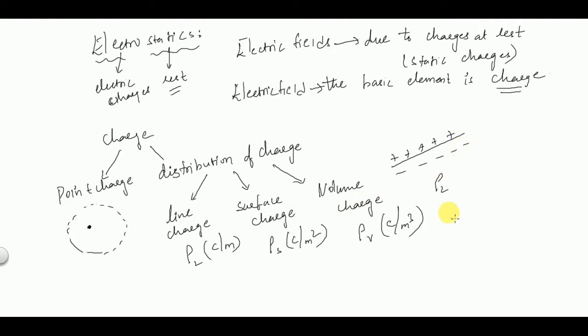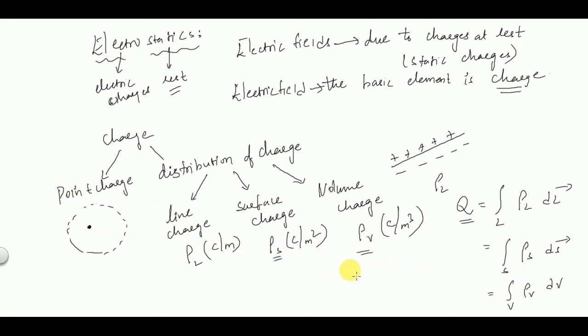Okay, so if the line charge density is rho L, then the total charge is given by integral L rho L dl. If the surface charge density is rho S, then the total charge is given by integral S rho S dS. If the volume charge density is rho V, then the total charge Q is given by integral V rho V dV. So these are the formulas of the total charge in terms of rho L, line charge density, rho S, surface charge density, and rho V, volume charge density.